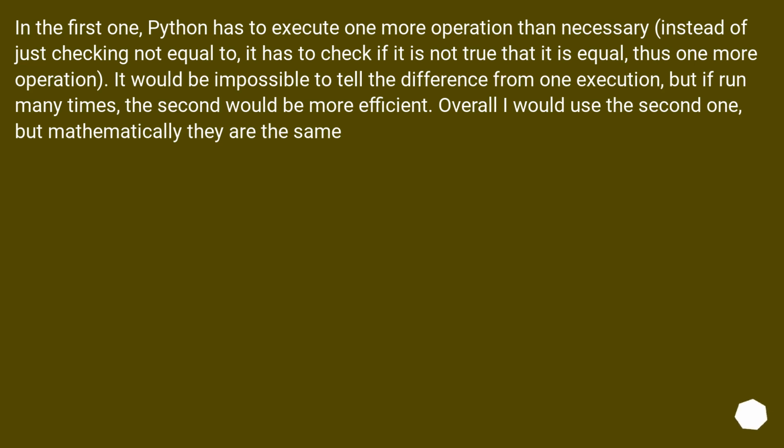In the first one, Python has to execute one more operation than necessary. Instead of just checking not equal to, it has to check if it is not true that it is equal, thus one more operation. It would be impossible to tell the difference from one execution, but if run many times, the second would be more efficient. Overall I would use the second one, but mathematically they are the same.